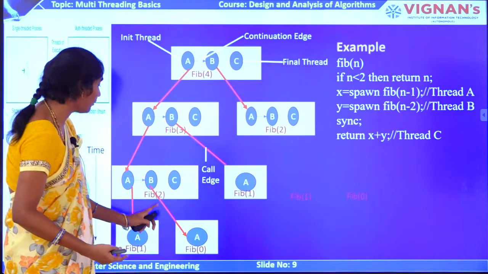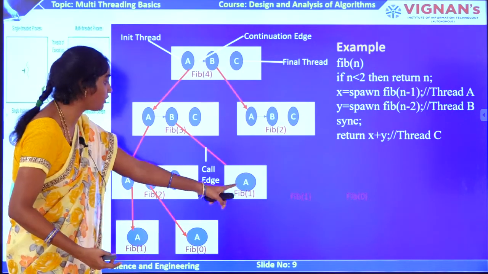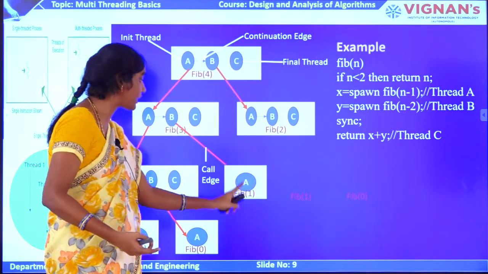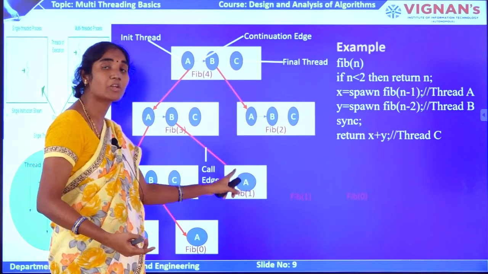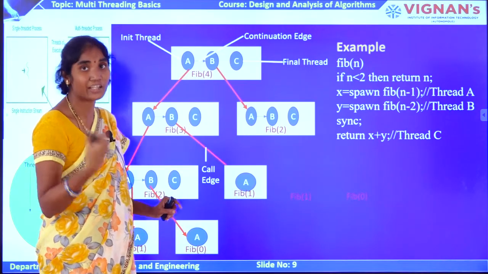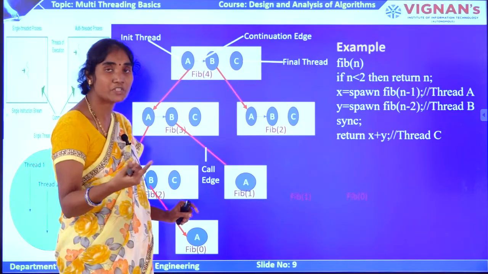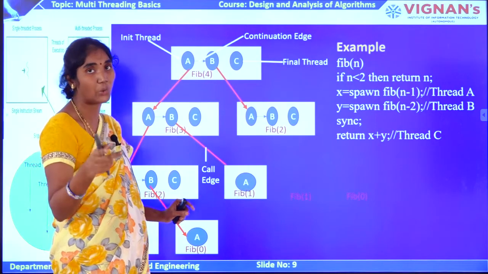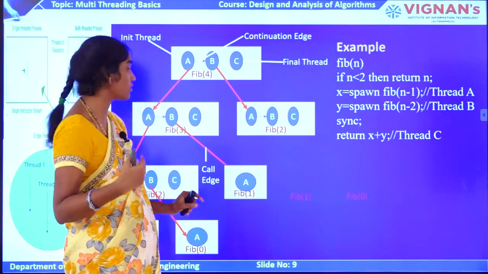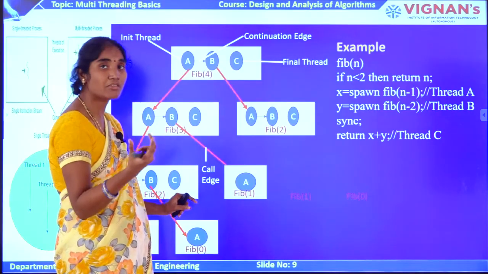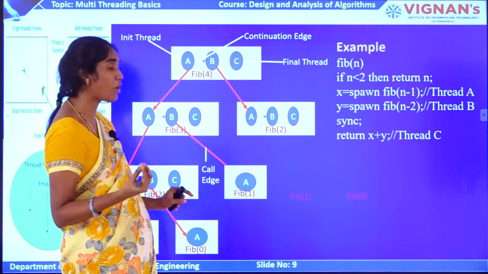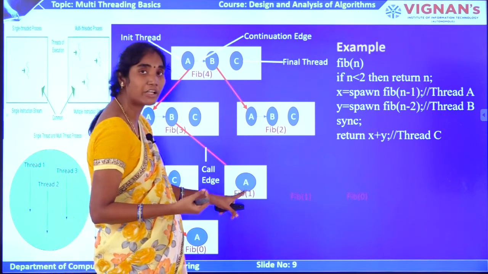Now for fib of 0 or fib of 1, I have only a single thread. Why? Here I have three threads, whereas here I have only a single thread. Because fib of 0 and fib of 1 have direct solutions, right. Whenever I give fib of 0, it gives me the solution 0. Fib of 1 means 1. These are direct solutions, or simple solutions, or small subproblems. So for all the small subproblems, we will have only a single thread called A.